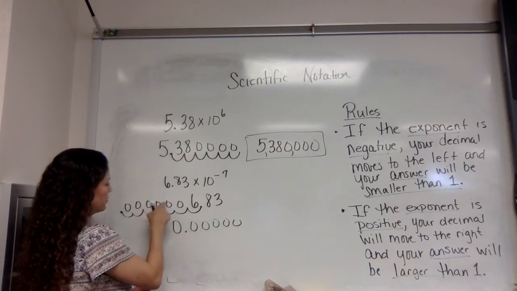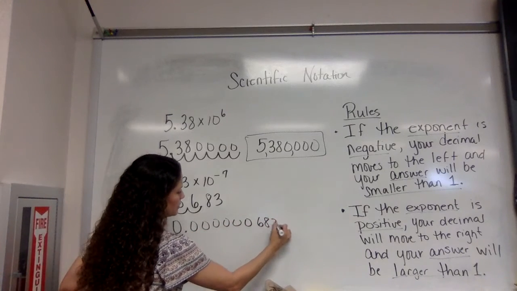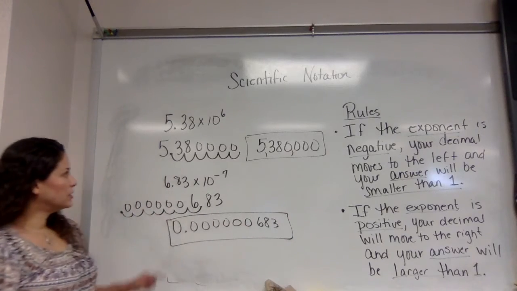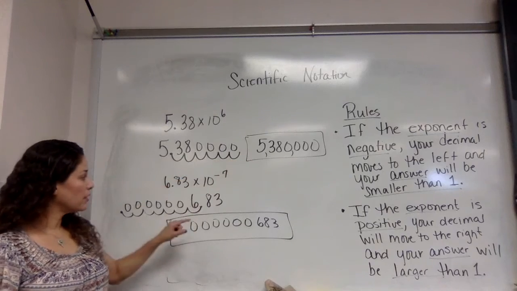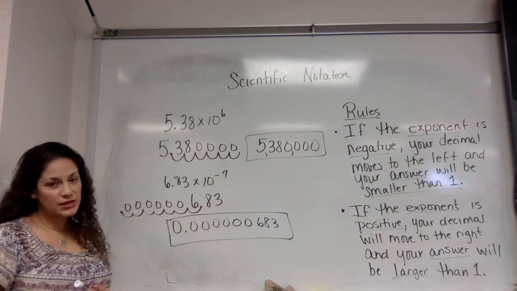0.0000683. And there's my standard answer. As you can tell, I had the positive exponent, my number was larger than 1. This one I had the negative exponent, and my answer was less than 1.